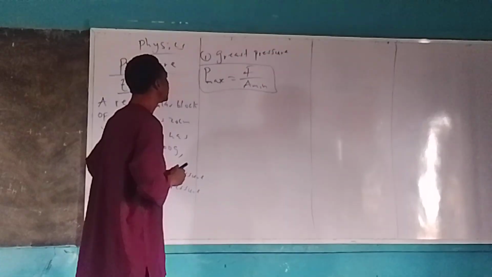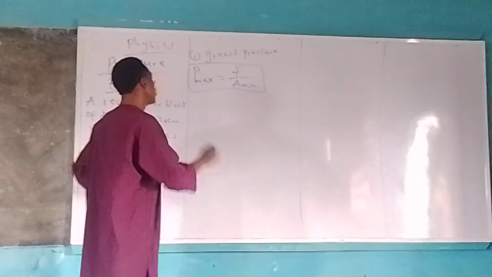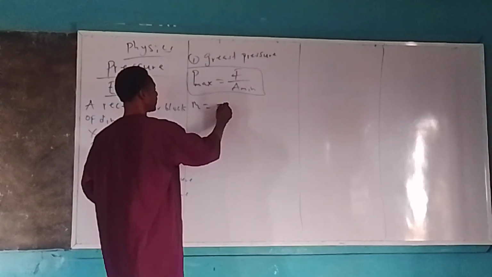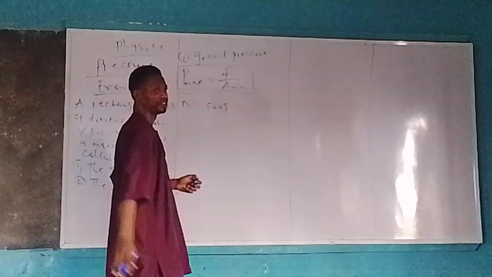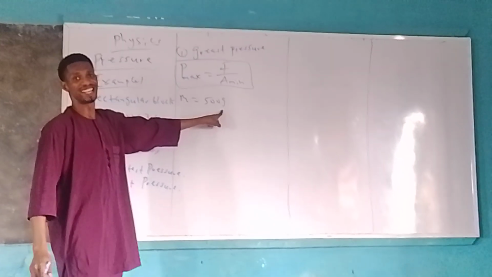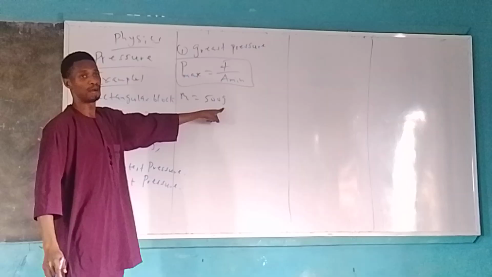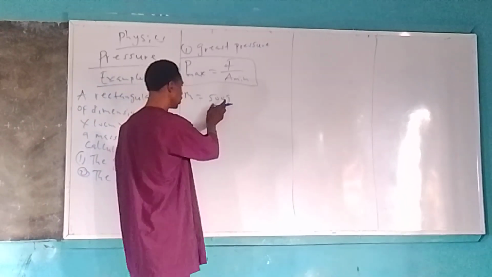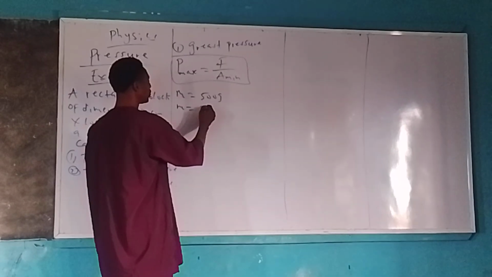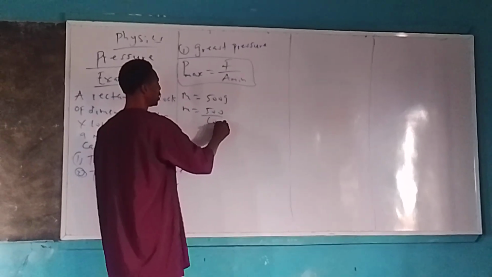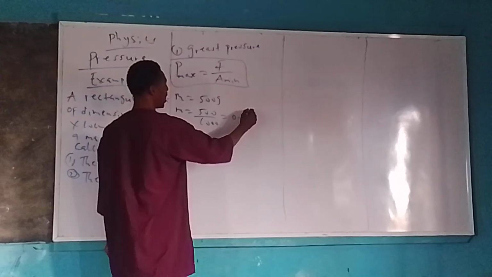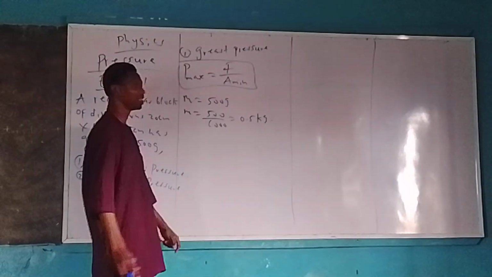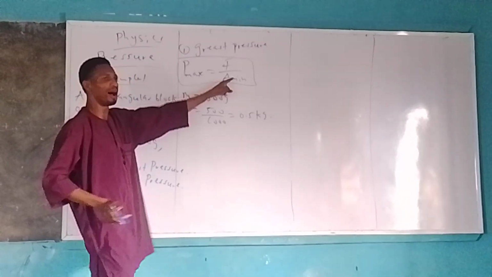In this case, let's write out our parameters. We are given mass, 500 grams. And you know in physics, gram is not the standard unit. We convert this gram to kilogram by dividing it by 1000. So this becomes 500 divided by 1000, and that becomes 0.5 kilogram. Therefore, let's get our minimum area.